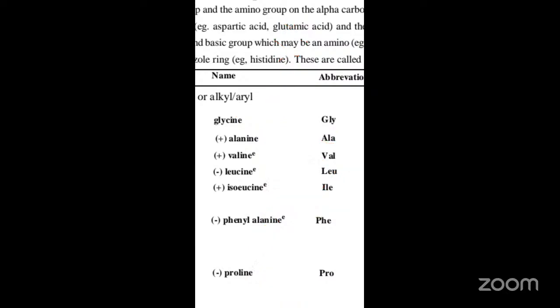Here is a hydrogen and a hydrogen next to COOH. These two hydrogens are homotopic in nature, so it is not a chiral one. It is an achiral carbon.